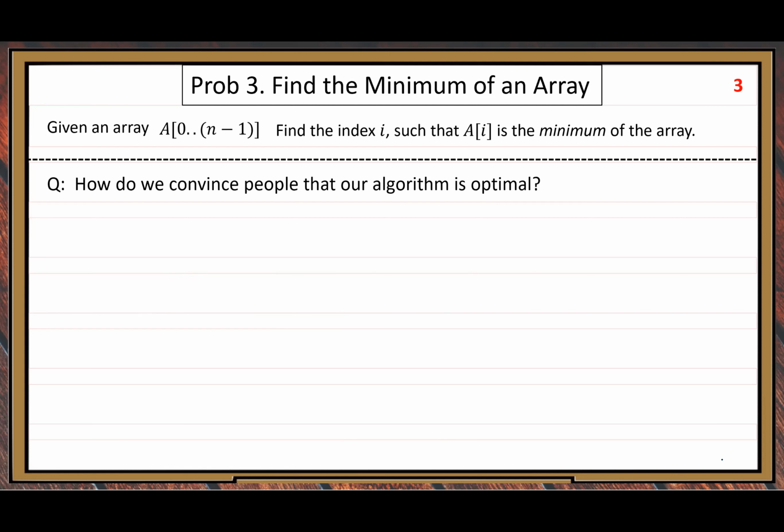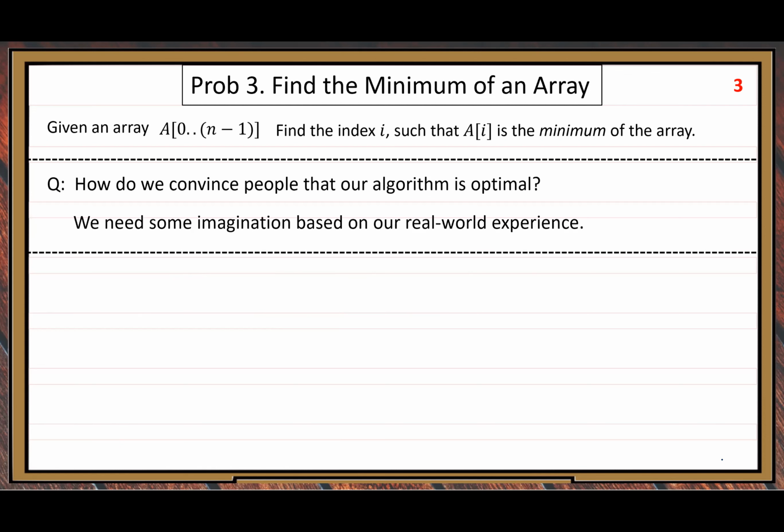How do we convince people that our algorithm is optimal? We need some imagination based on our real world experience. I emphasized this point several times: many times when we do thinking, we need to connect to our real world experience. Here is another example. Let me use our real world experience corresponding to our comparison operation.